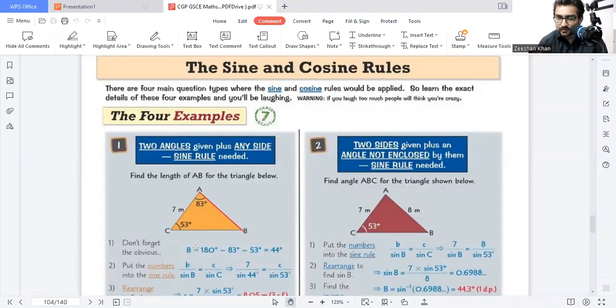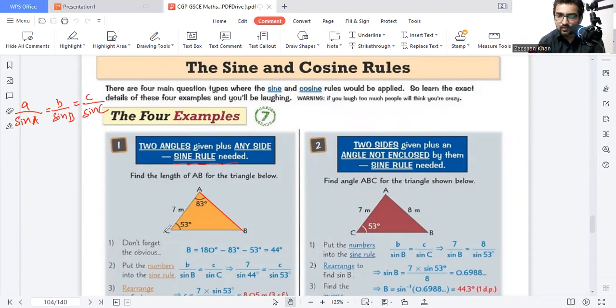AB length. Okay, information is given, values are given. We need to find this. So for that, use the sine rule. Okay, it's written, so use the sine rule. Now we have studied the sine rule as a by sine A equals b by sine B equals c by sine C.